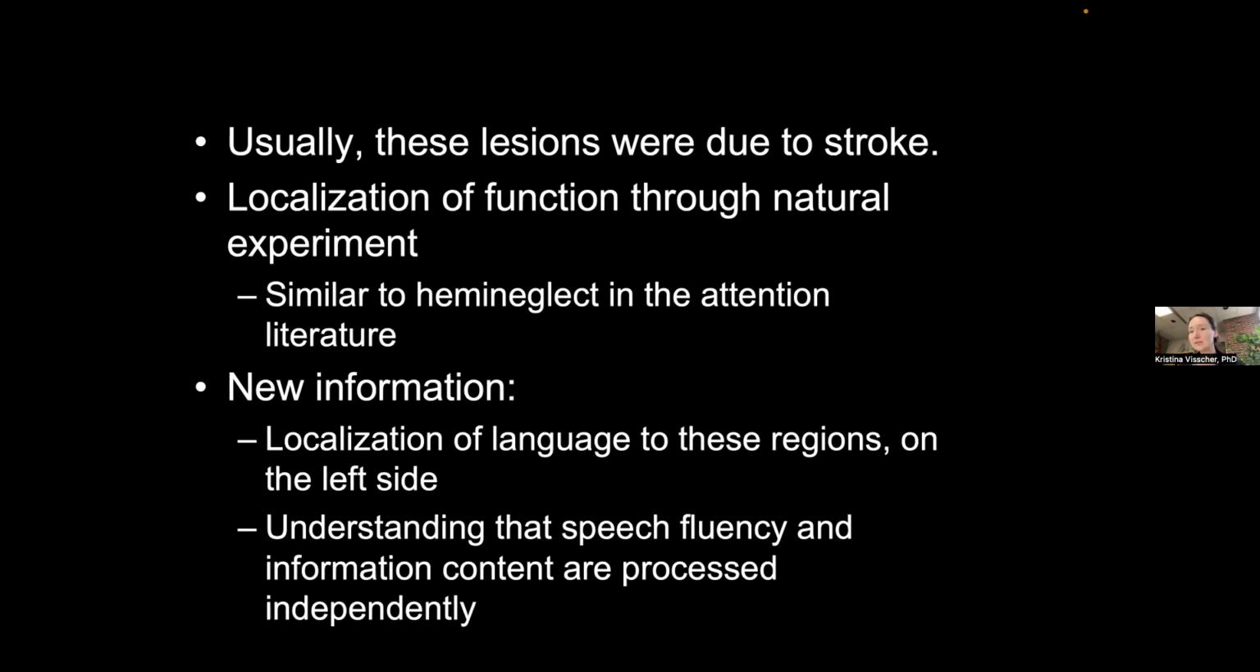There's lots of examples of that kind of work in the literature. For example, hemi-neglect in the attention literature, where people who have strokes in the parietal lobe have problems attending to different locations in space, or one half of space. Okay, so the new information that we got from Wernicke and Broca is, one, we understood that there was localization of language to those regions on the left side, but also we understood that speech fluency and information content are processed pretty separately.